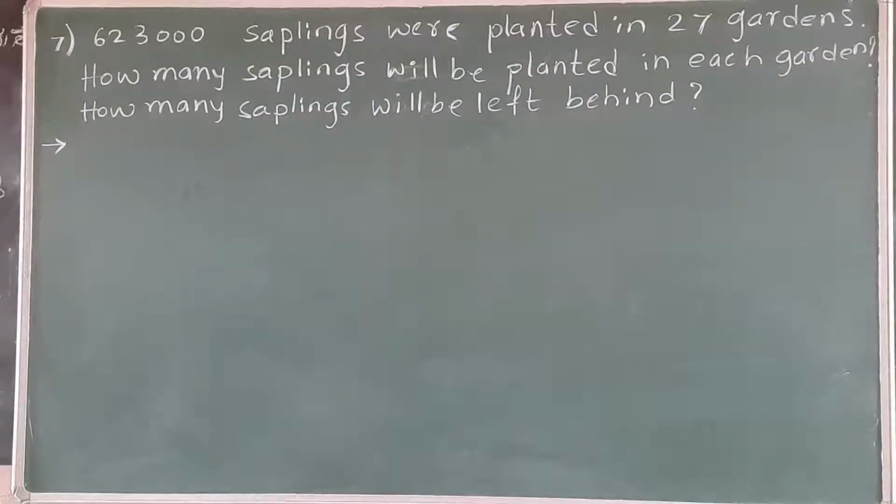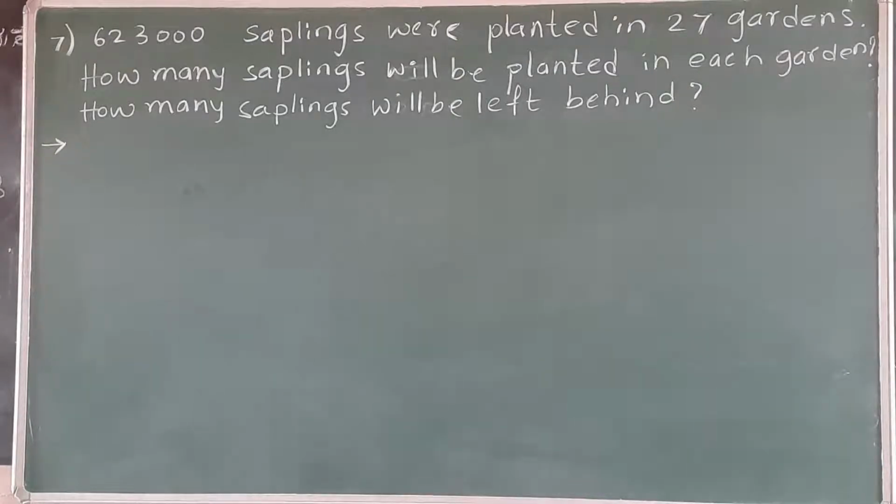Seventh one, 6,23,000 saplings or small trees were planted in 27 gardens. How many saplings will be planted in each garden? How many saplings will be left behind after this plantation?